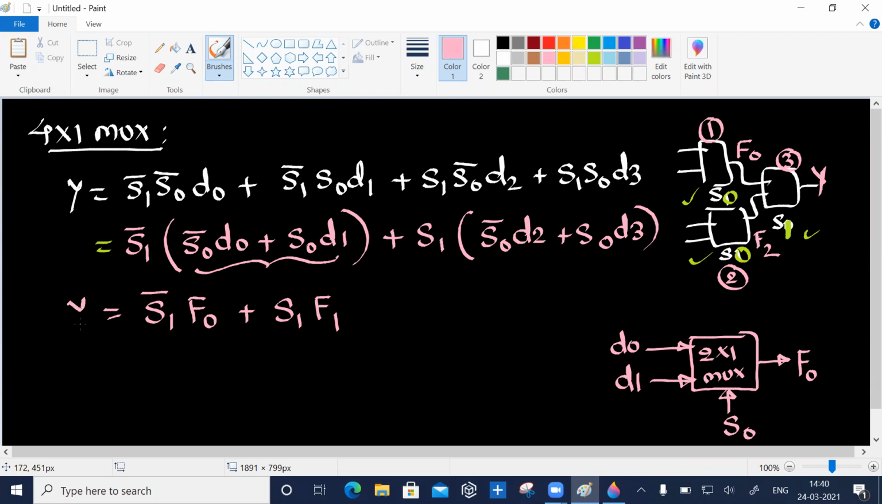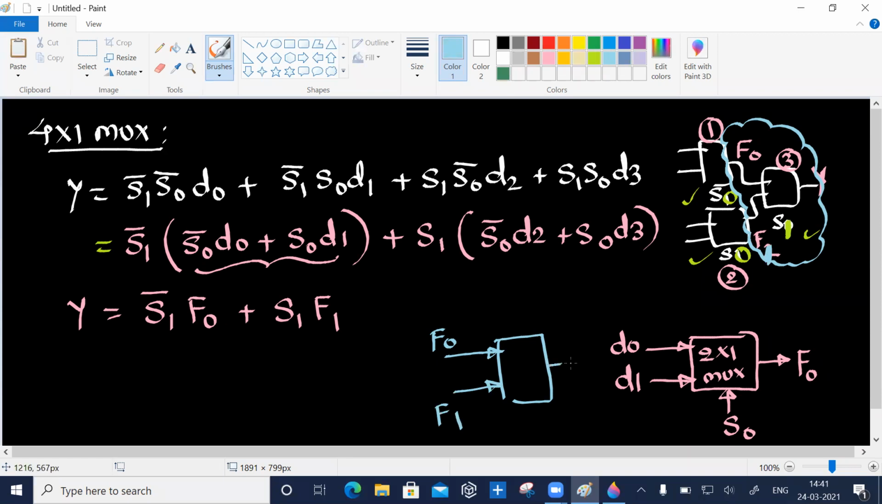Now this is, of course, my Y. That's the beauty. Observe this part. If I take this path, what inputs do I have? F0 and F1. This is F1, and the output is Y. What is the select input here? I have S1, so this is my S1. Are you able to understand this?